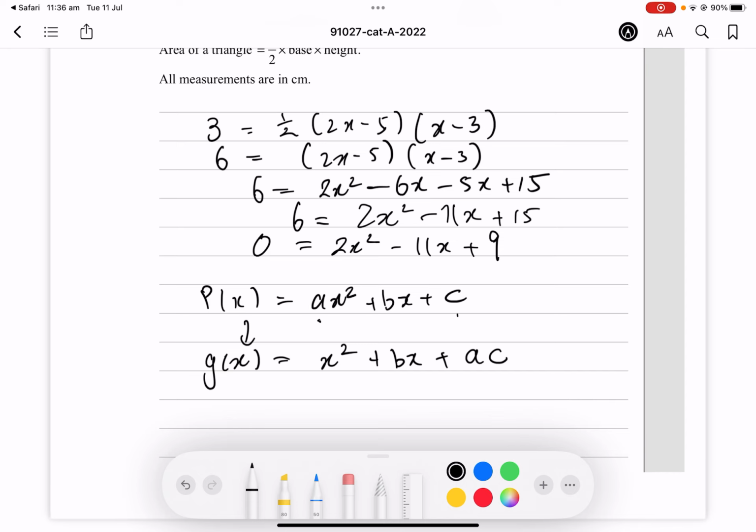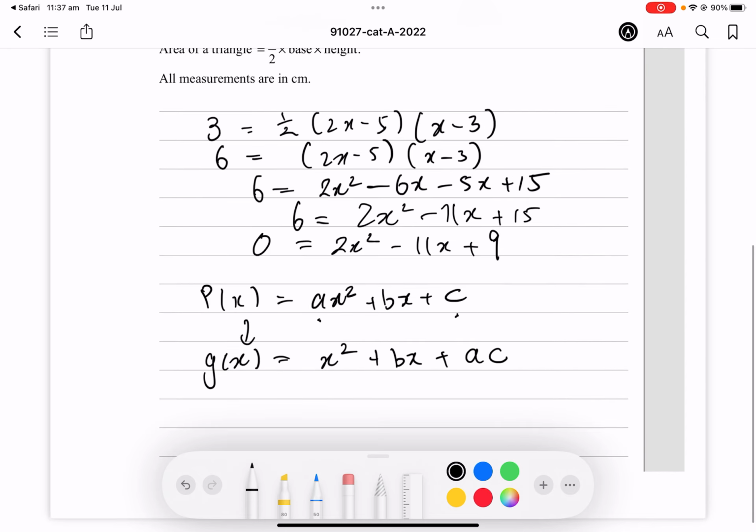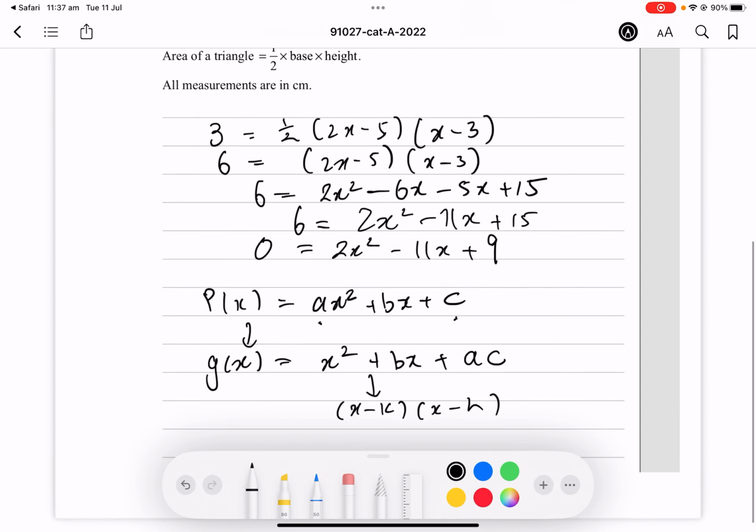So we're going to take the a and times it with the c, and we're going to get g of x equals x squared plus bx plus a times c. And this is going to factor into some x minus k times x minus h. And the claim is that the factorization of our initial equation is simply, in general, ax minus k multiplied by ax minus h, but we want to reduce this into the simplest form.